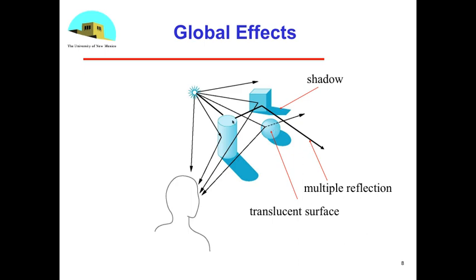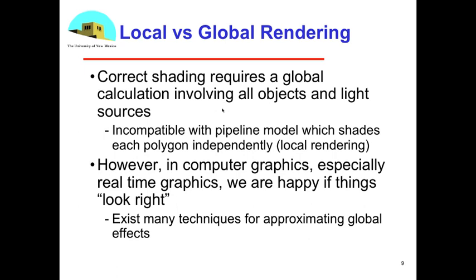But these are all kind of global effects, because to compute pretty much everything I just talked about, you need to have all the objects around to do that, and you can't just independently say, I'm going to process this cylinder and be done with it, and then now I'm going to process this cube and I'll be done with that. Can't do that for the really physically based renderings. Okay, so this is just saying what I just covered, that it's correct, but it's kind of incompatible with a pipeline model, which is working not even an object at a time, but a polygon at a time. So we call that a local versus a global rendering.